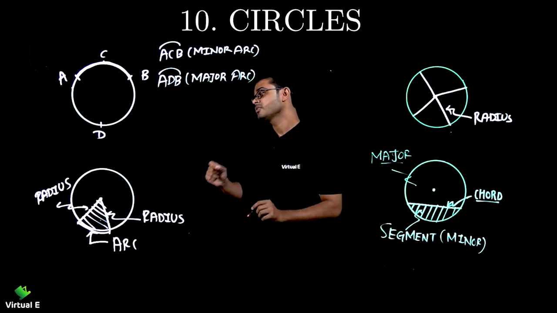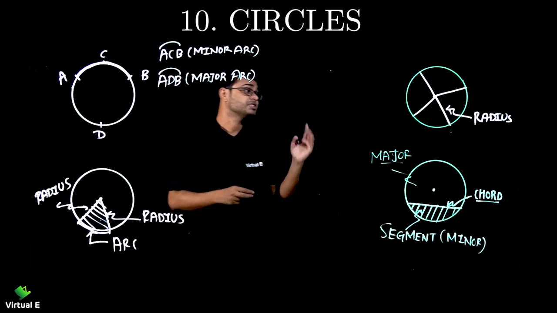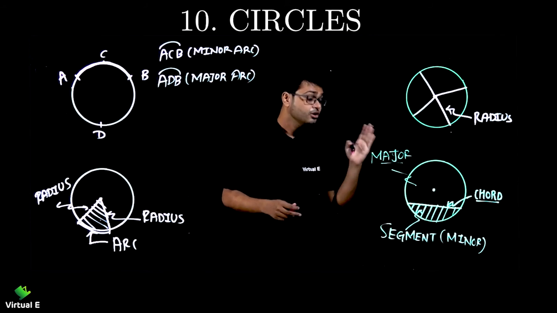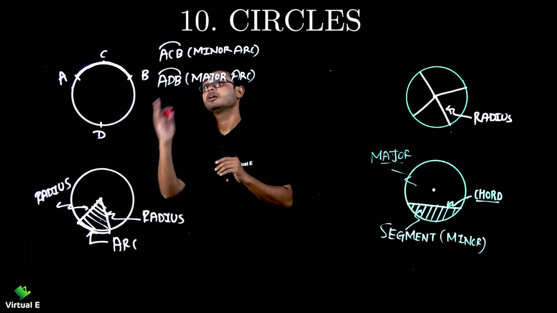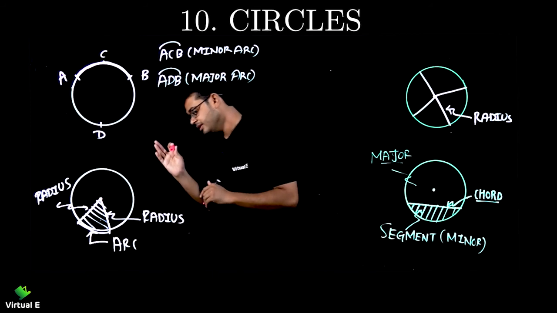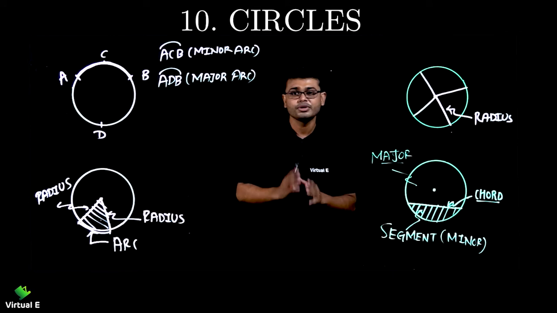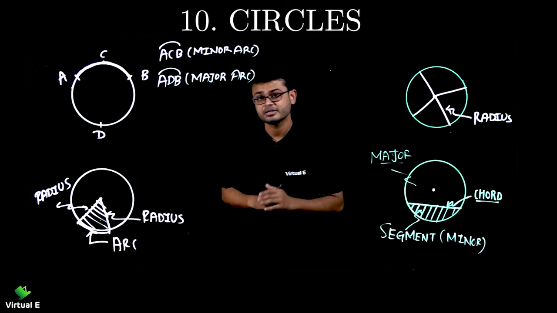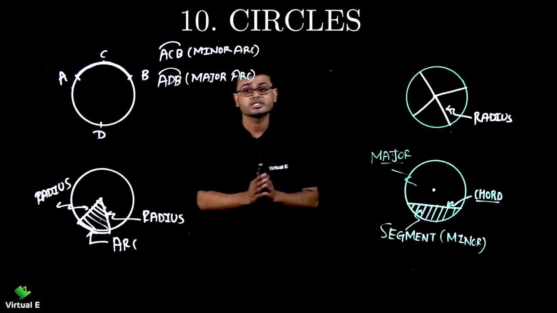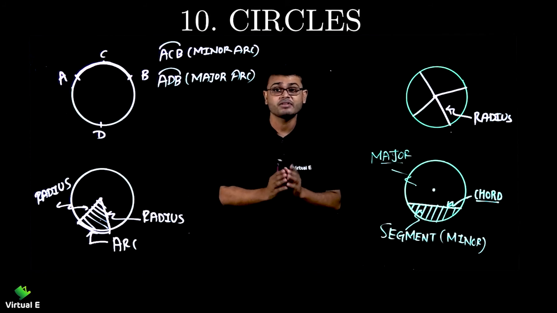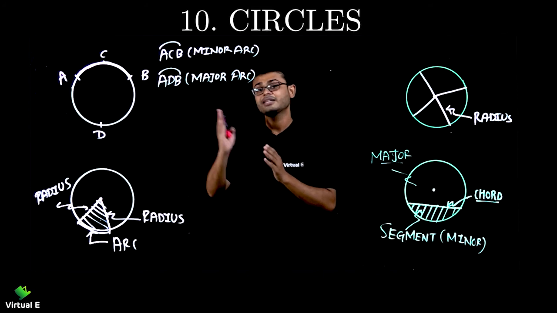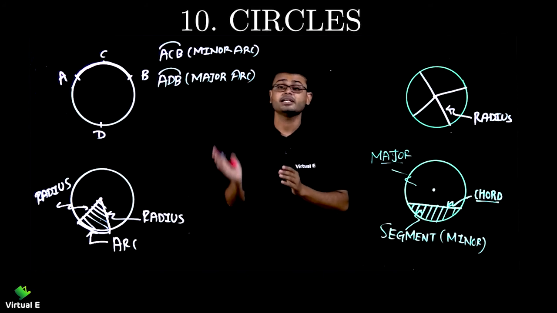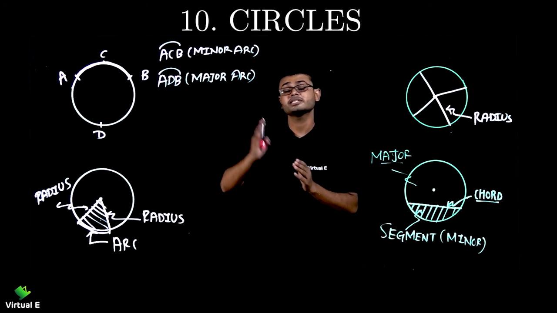So these are the basic terms: center, radius, diameter, chord, major segment, minor segment, then arc, major and minor, and the sector. Let's learn about a new thing that we are going to discuss this year. First of all, we are going to discuss the different cases possible when we talk about a line and a circle. Either it is inside, or it is on the circle, or it is outside.